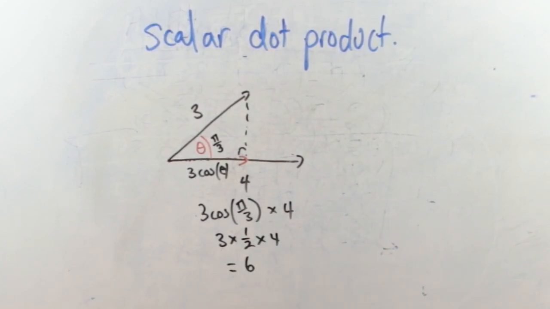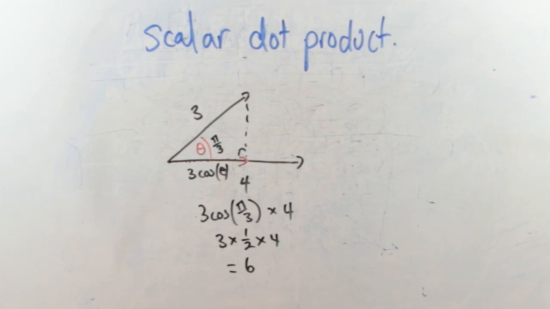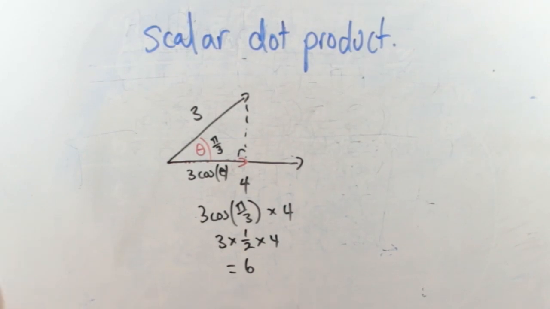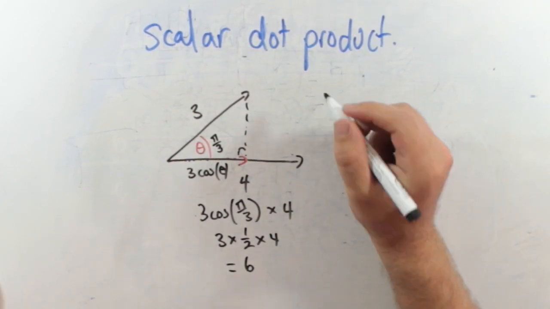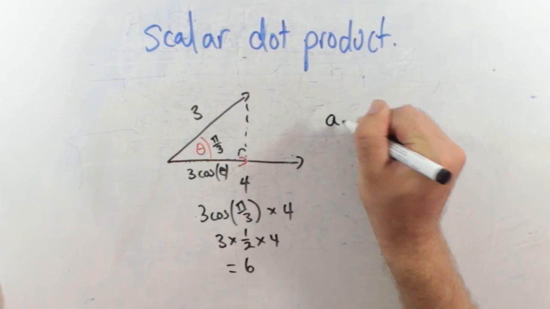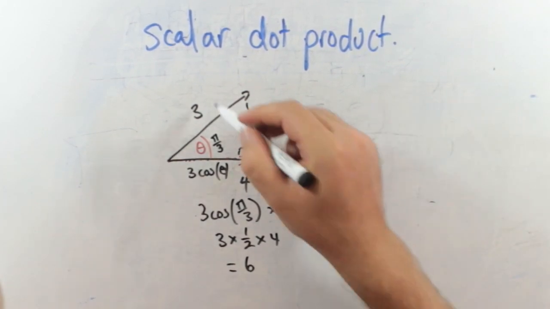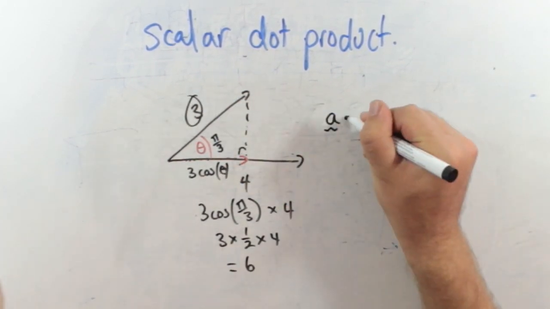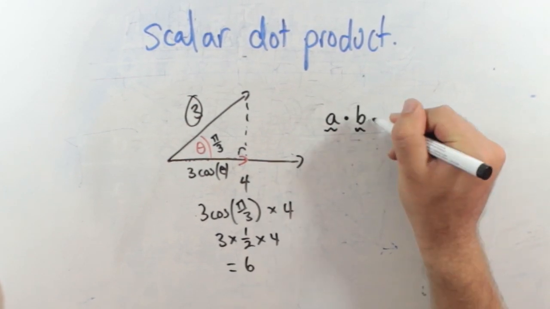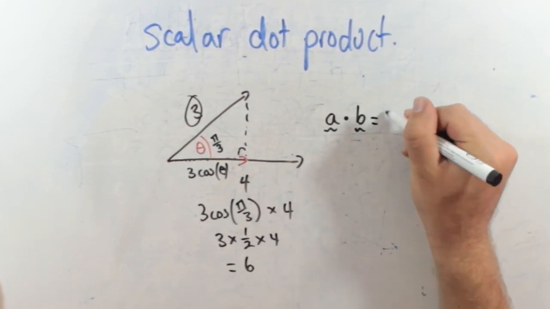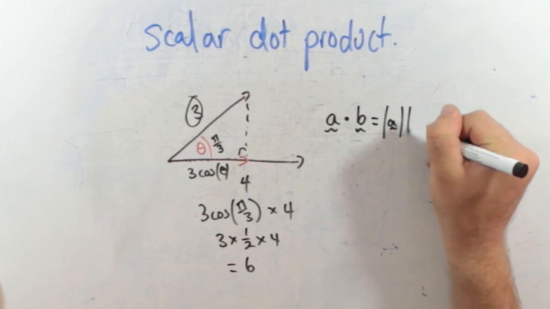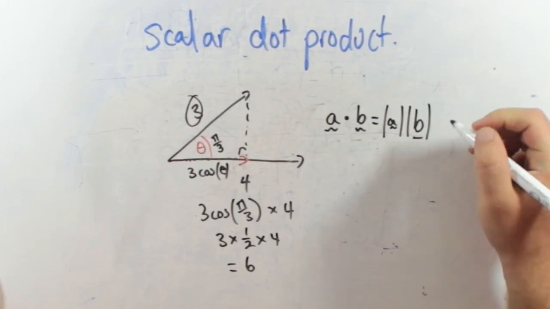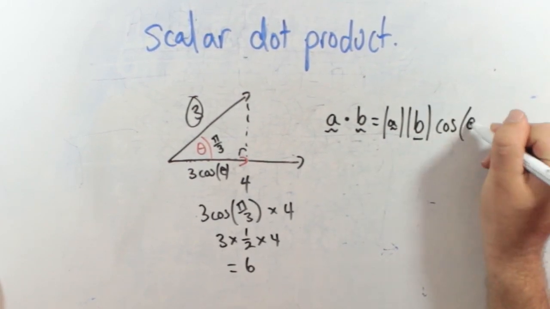So this is basically what our dot product is. When we look at the definition, we'll now be able to understand it. If we call the first vector A, the 3 vector of magnitude 3, dot vector B, we take the magnitudes of both A and B, and then the cosine of the angle between them.